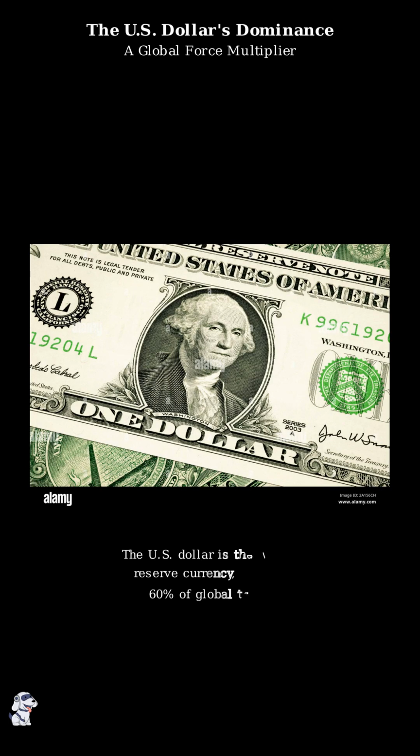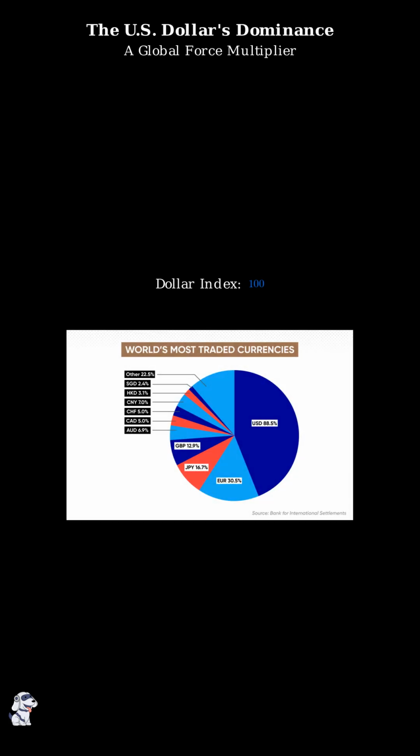The U.S. dollar's status as the world's reserve currency turns the Federal Reserve's actions into a global force multiplier. Used in about 60% of international trade and held in nearly 60% of foreign reserves, the dollar's dominance means Fed policy changes don't just affect America, they reverberate worldwide. This pie chart shows how the dollar dominates global currency trading at 88.5%, far surpassing the euro at 30.5%. Such dominance stems from America's economic size, military strength, and global trust.